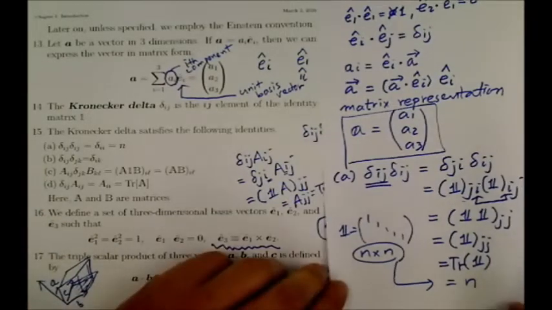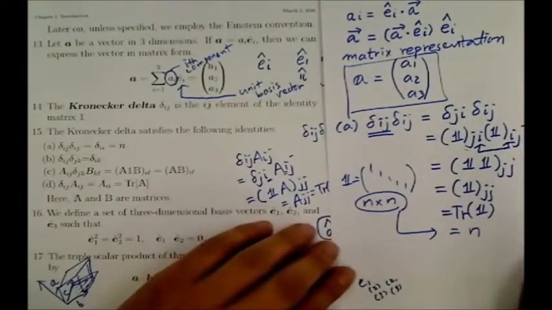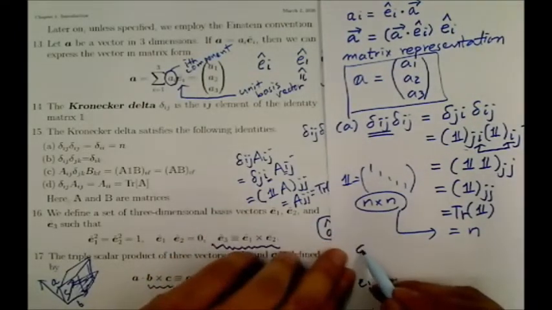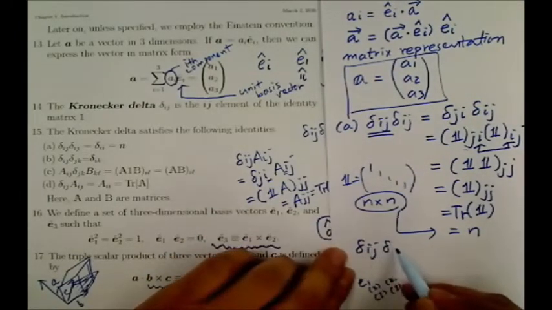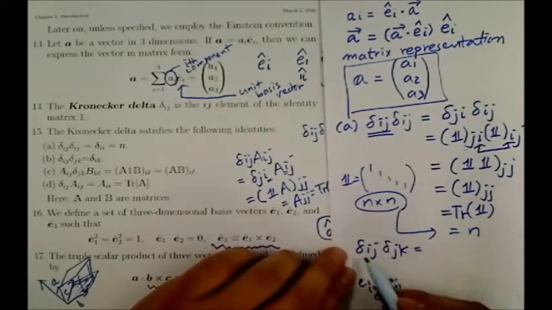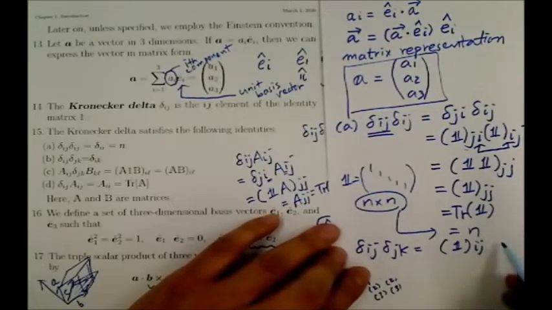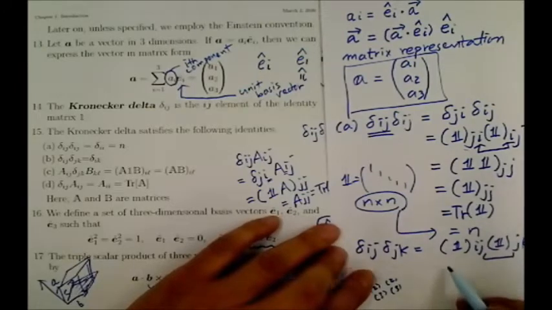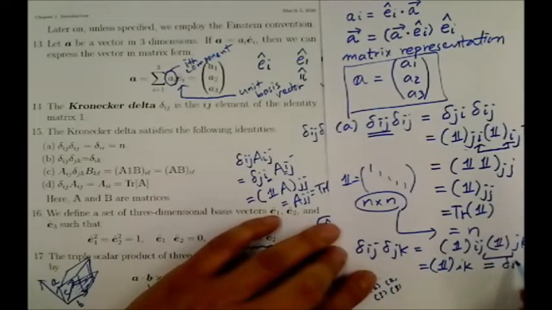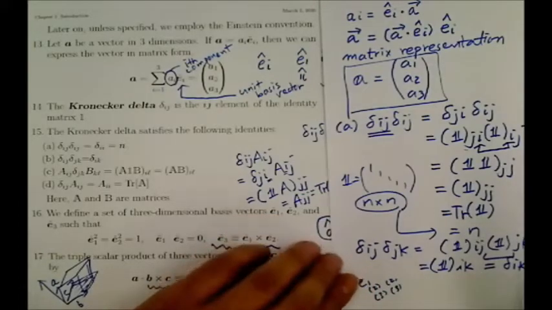Next, delta_ij delta_jk. In a similar manner, I have identity ij multiplied by identity jk, and the j's are connected, so this is identity ik. Identity ik is just the Kronecker delta_ik.